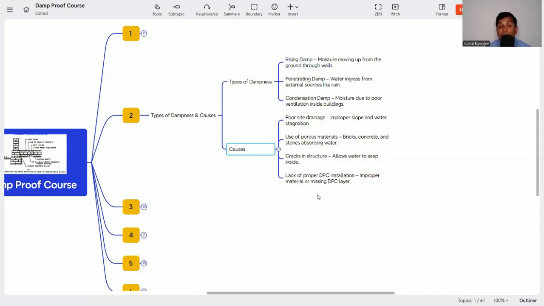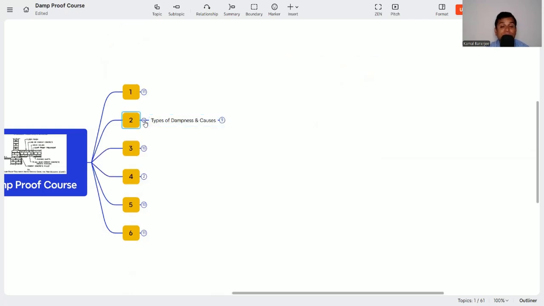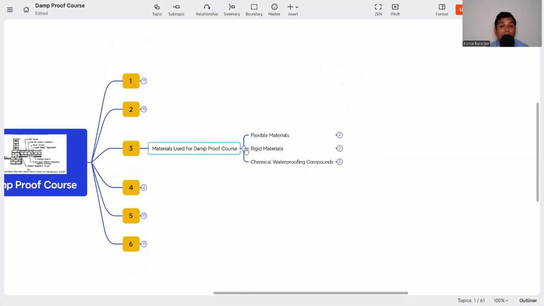And then lack of proper DPC installation. Either there is no DPC, or whatever DPC you are using, the installation was not proper or the material was not proper. This is called the types of dampness and the causes. Then what we need to know: material used for the damp proof course.